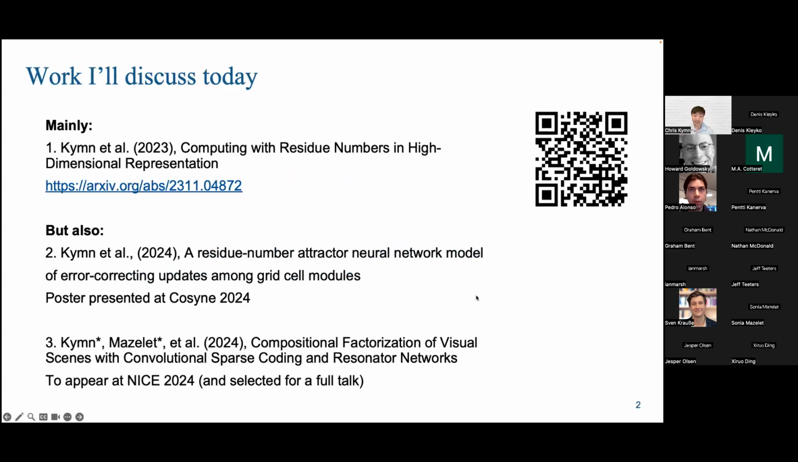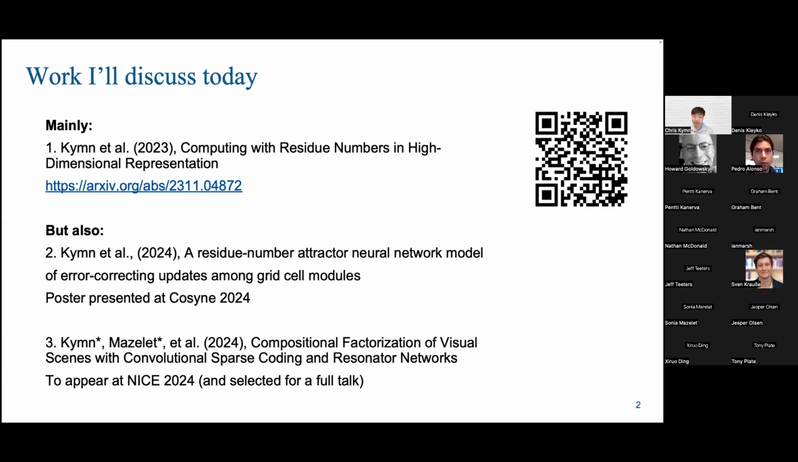The work I'll be discussing today, you can find on either this arXiv link or this QR code, which both link to the same preprint. The intention of this talk is to go over a lot of the information that's presented there, but as a high-level walkthrough of the main points. In addition to that, there are some interesting applications or new areas which have developed or spun out since this preprint.